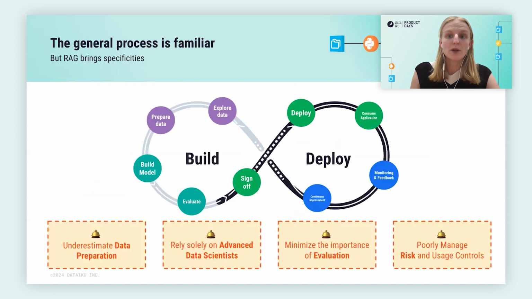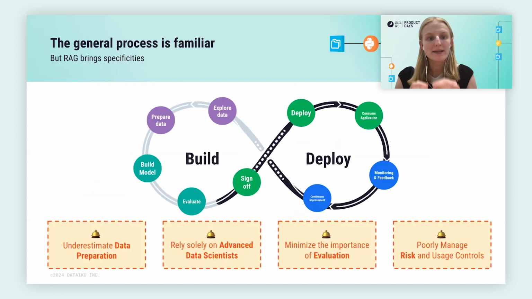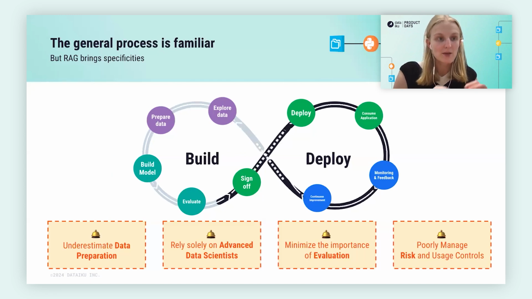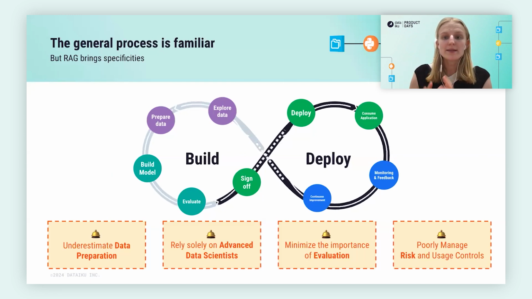However, when working with generative AI and with RAG, each of these steps has some particularities that can make it quite difficult to implement in real life and more challenging than expected. So listed below, you can see 4 key traps that we have identified and that I will go over in the next slides.